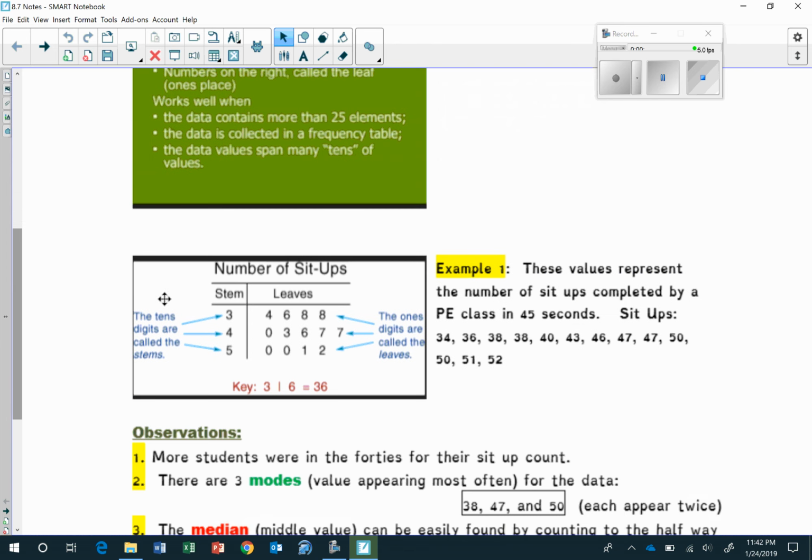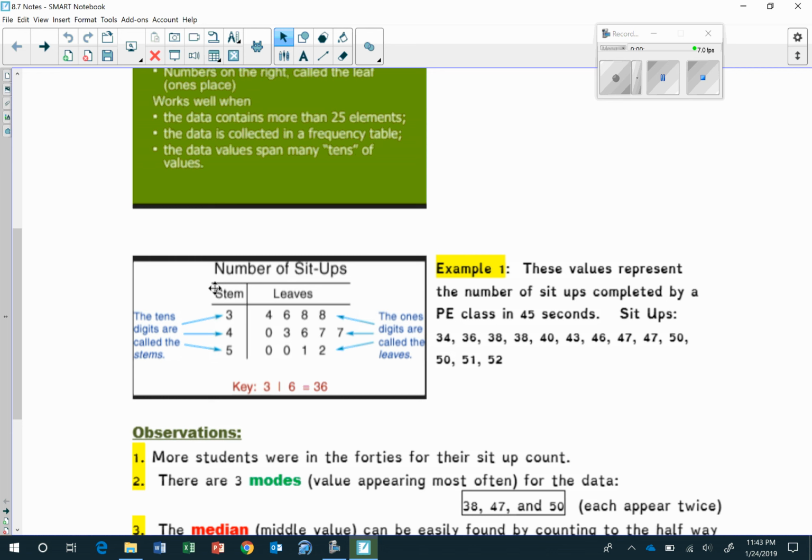So here's an example of a stem and leaf plot. If you look for the stem, we only write it once. So we have 3, 4, and 5, and then our leaves create the other numbers. So the 3 in the stem and the 4 in the leaf would then make 34. The 4 in the stem and the 0 in the leaf would make 40. And so you would just read that 34, 36, 38, 38, etc., etc. So each stem you just write once. If you have multiple leaves, that's fine.